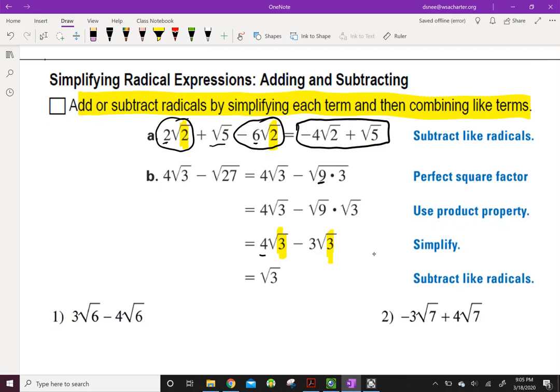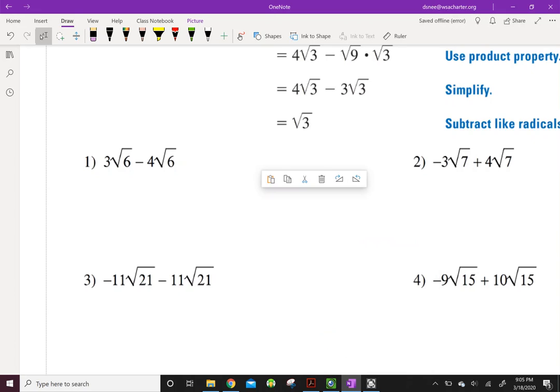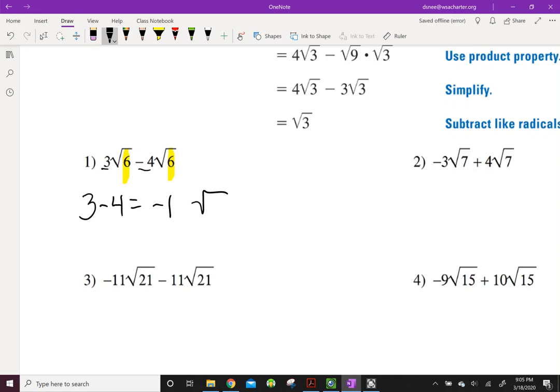Okay, now I'm going to work through a few examples with you guys. I'm going to look at this first one. Well, first things first, I see that this radicand is the same. So what I'm going to do is combine these terms right here. 3 minus 4 is equal to negative 1 times the square root of 6. So negative square root of 6 is the simplified solution there.